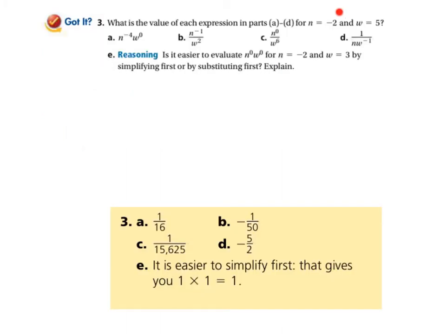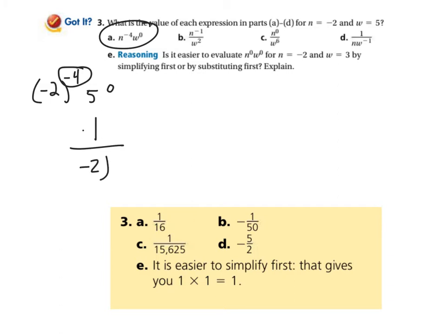Here we're going to substitute for n a -2 and w of 5. So let's get started with that. This first one, again, n is -2, so I'm going to throw parentheses around that. So I'm going to have -2 to the -4th power. And then I'm going to have 5 to the 0 power. Well, that 5 is going to become a 1, right? And this negative exponent is going to throw that in the denominator. So I'm going to have -2 to the 4th power. Well, I multiply that out. 2 times 2 is 4, times 2 is 8, times 2 is 16. So again, it's positive, so I get positive 1/16.